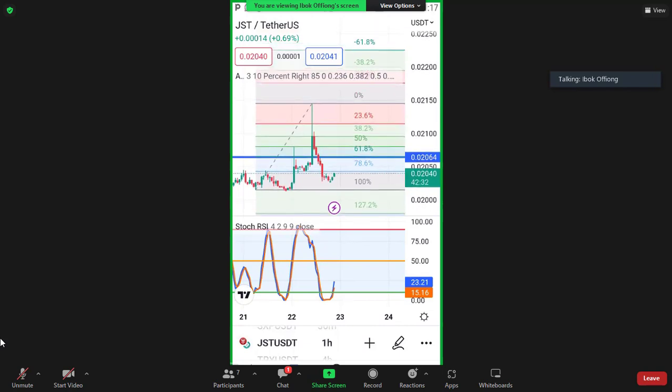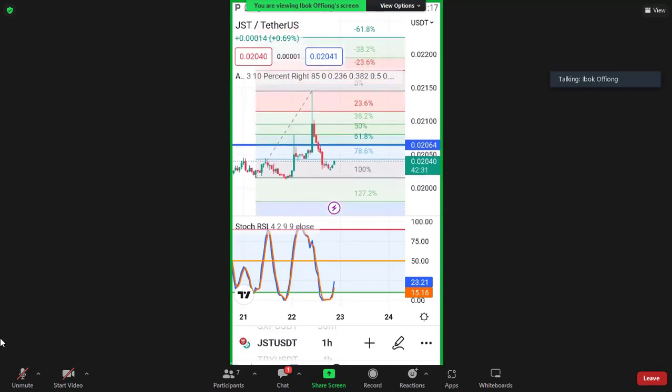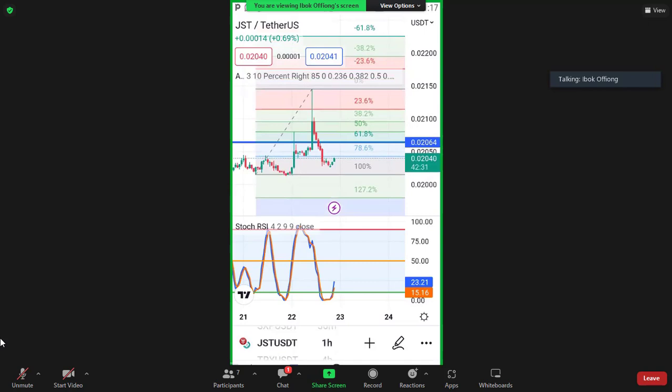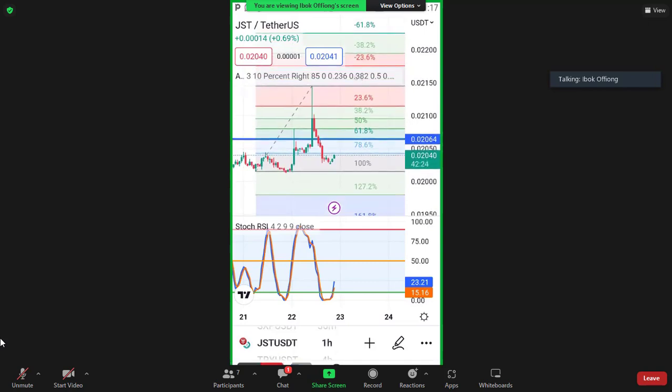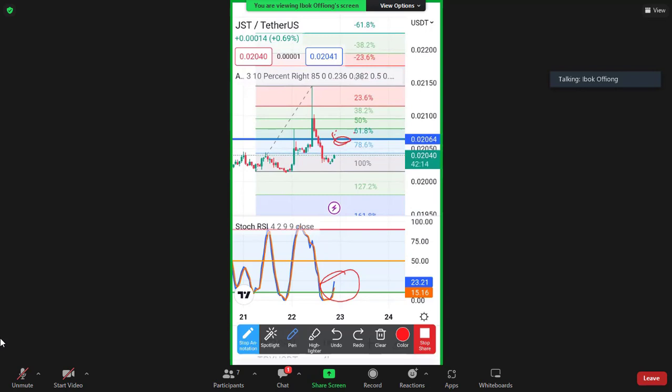On the 1 hour chart, if the price is pointing up, you pick a trade. That's the one condition. If it's an uptrend, stochastic has to point up, and the candle has to touch the 61.8% area. That is 2.